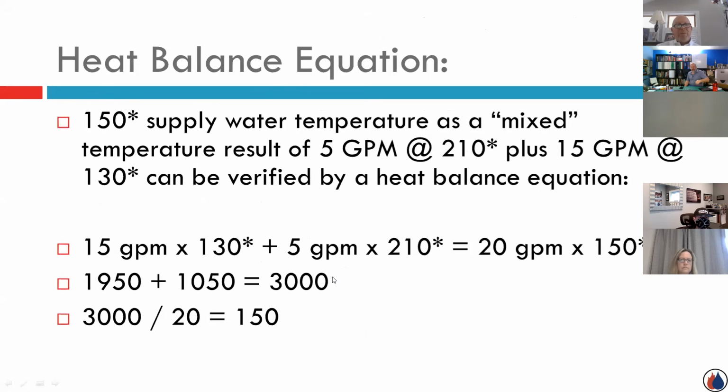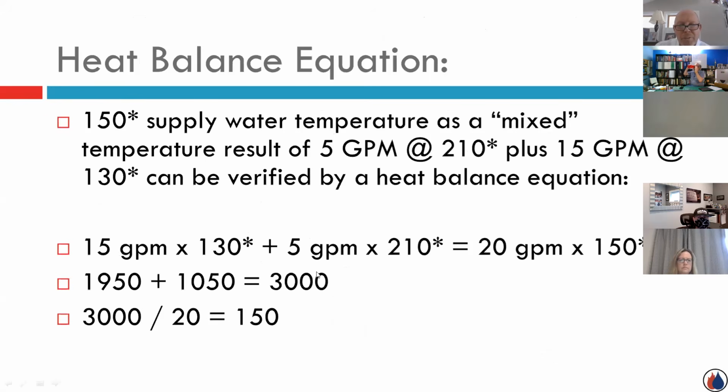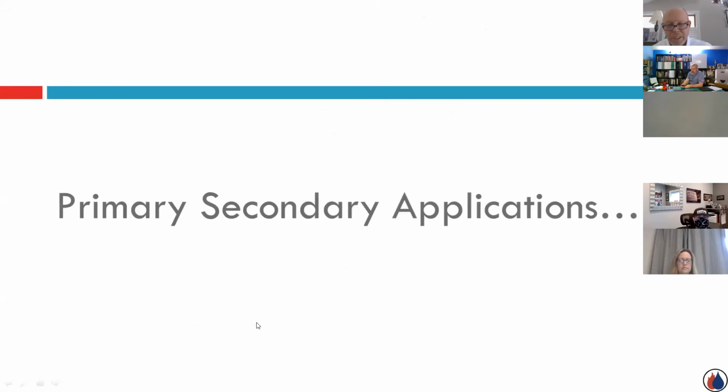So he'll just say mathematically, 15 GPM, where do we get that? That's right here in this common pipe of 130 plus 5 of the 210, which is coming off the primary, equals 20 times 150. Just doing the math, 1950 plus 1050 equals 3,000. 3,000 divided by 20 GPM is a temperature of 150. That's a heat balance equation. So let's jump into some examples real quick before we run out of time here.